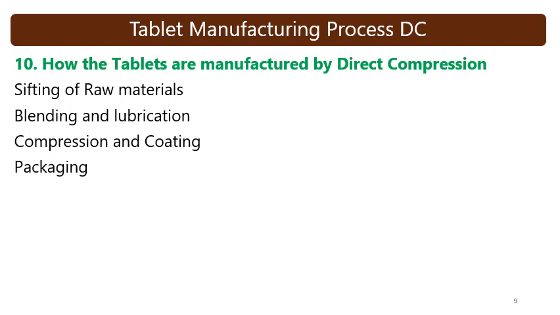The 10 number question is how the tablets are manufactured by direct compression. Direct compression is the most easy and involves the less processing steps. So first is shifting of raw materials, blending and lubrication, then compression followed by coating if the tablets are coated. Then packaging is done.